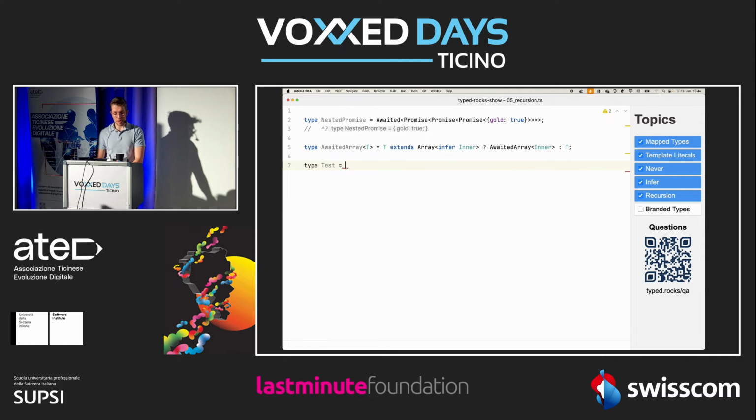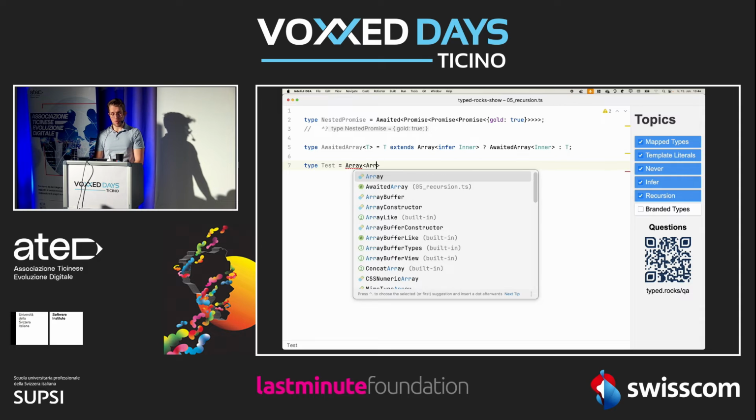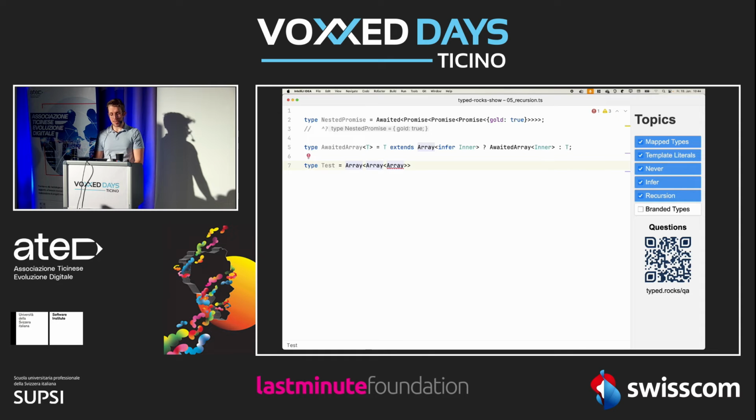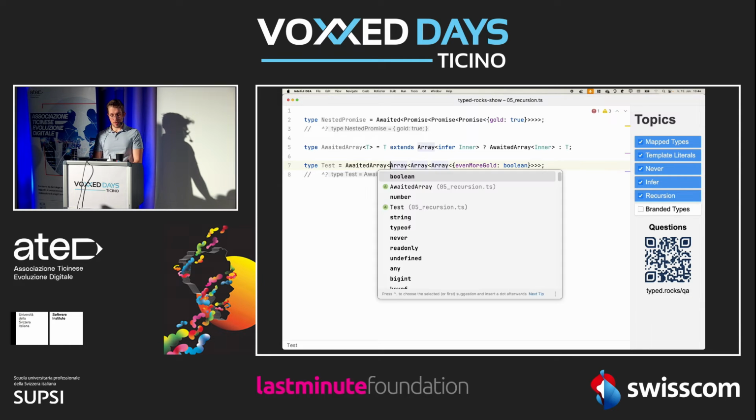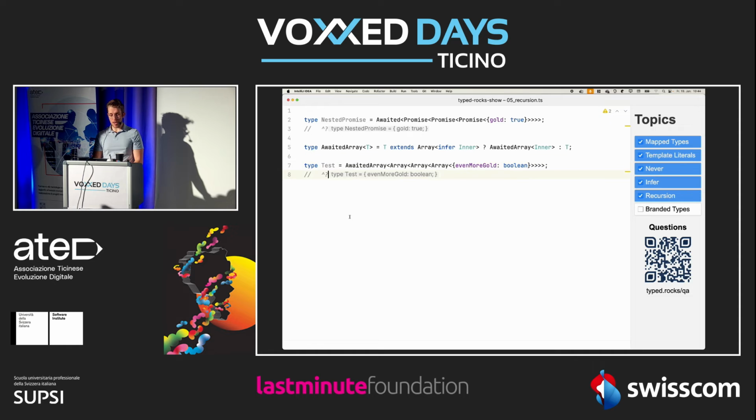So let's test this. We have an array inside an array inside an array, and let's say there is even more gold in there. So what you now can see is if we check just the type here, we can see it's a nested array. To unwrap this, we now wrap it with our awaited array, and we can see we get the response back. And this is the simple way of doing recursion in any language.